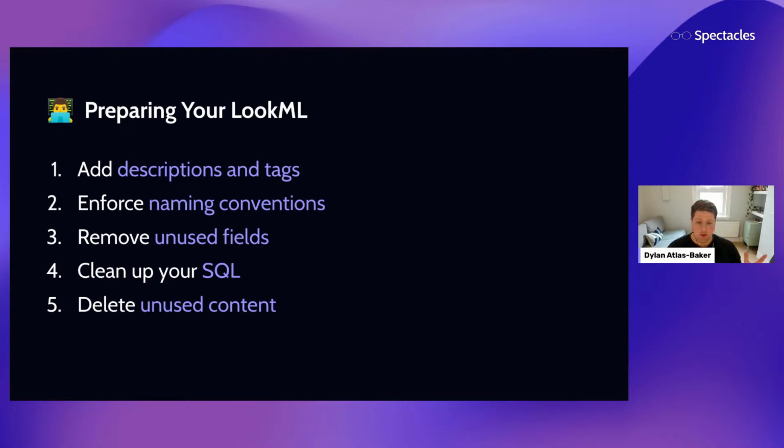And so those are the 5 changes that we really recommend making: adding descriptions and tags, enforcing naming conventions, removing unused fields, cleaning up your SQL, and deleting unused content. If you do those 5 things, you'll likely have a much more performant, happier Looker project and Looker instance and end users. But it also happens to help all of these use cases that we're talking about and that are going to become more prevalent as more and more of these features get released in the future.